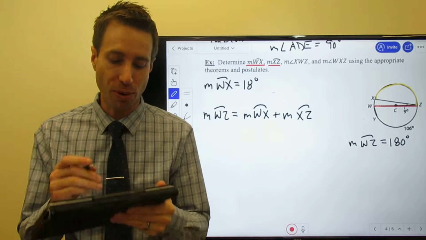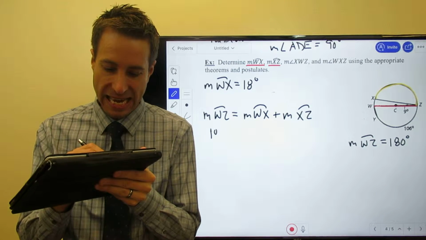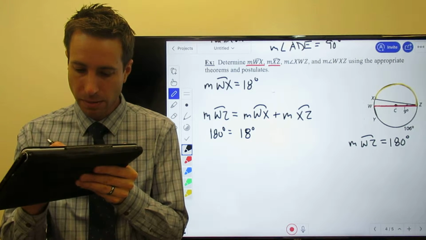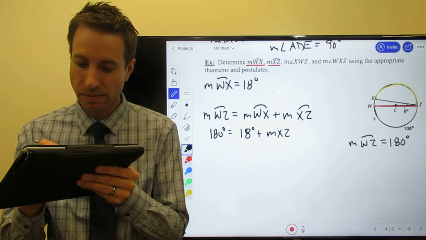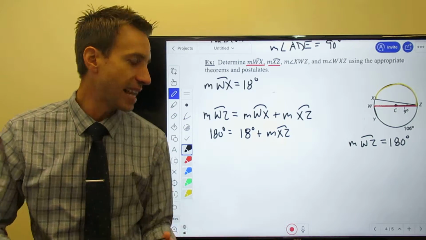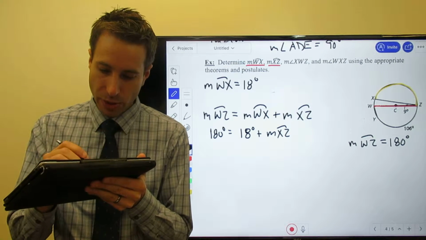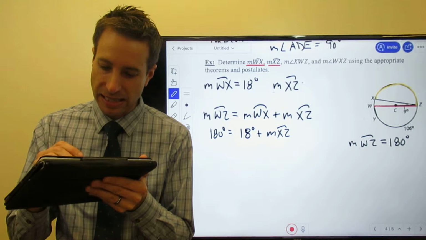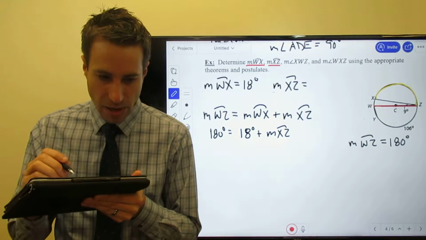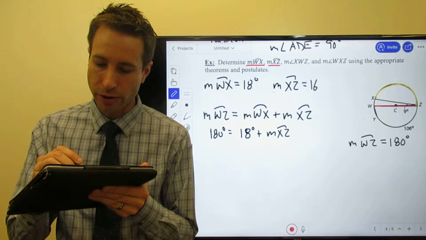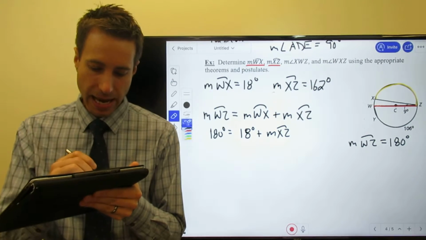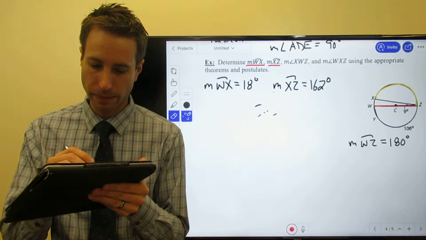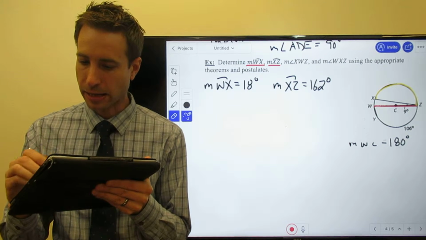It's an arc addition postulate problem. 180 degrees is equal to 18 degrees plus, I don't know, that's what I'm looking for. Subtract the 18 to the other side, and you guys wind up getting the measure of arc XZ is equal to 180 minus 18, which is going to be 162 degrees. And let me go ahead and erase all of this so that I have space, so I'm not squeezing on you guys here. And we're going to move on to the next problem.